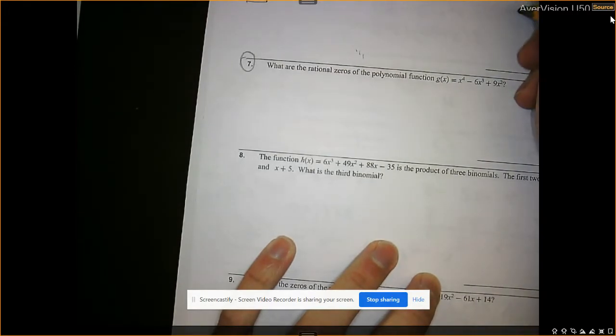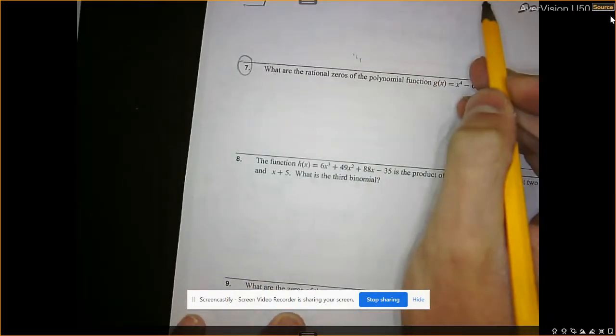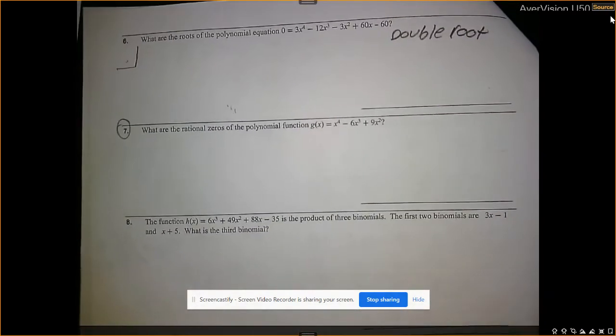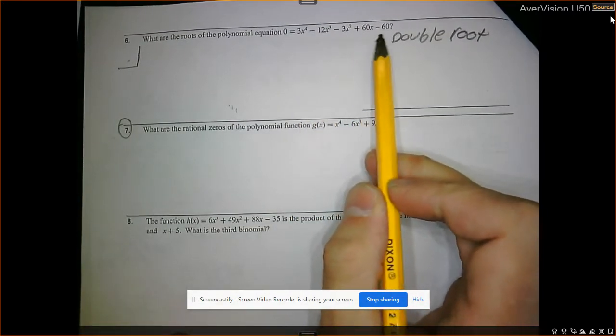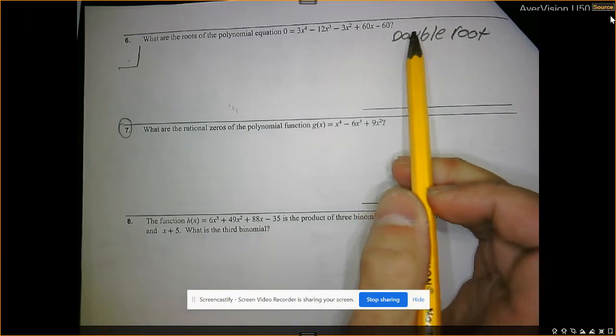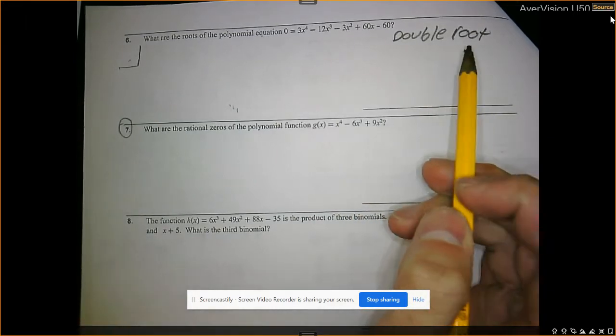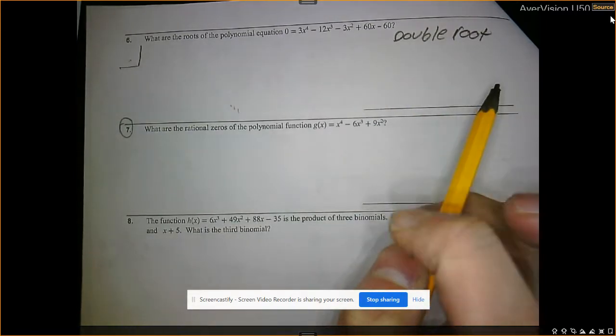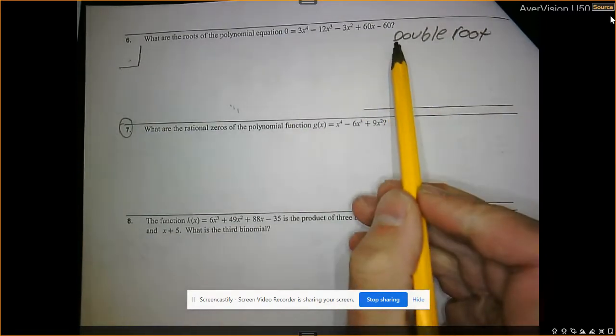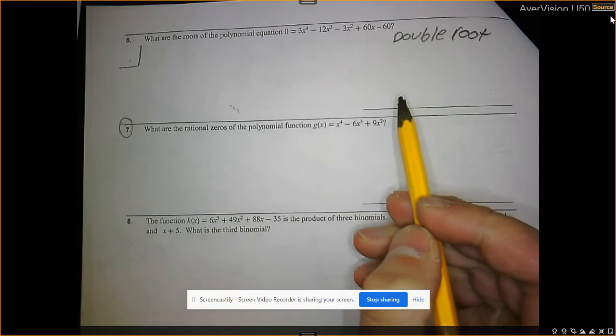In this one, you're going to have one double root, so there will be a double root here. I'm going to make note of that. When you put this into Desmos, you should see the double root right away, because anytime you hit the x-axis and it bounces right off instead of crossing, we say it's tangent. And if it's tangent, well, then that means it's a double root.